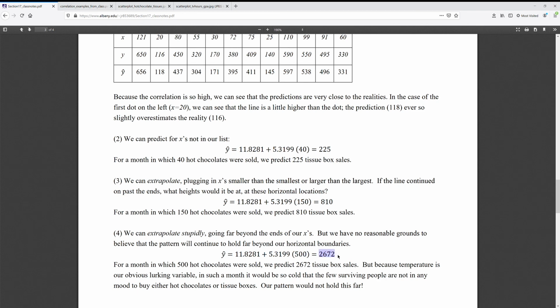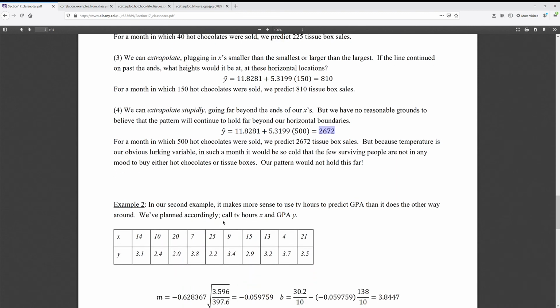However, temperature is the obvious lurking variable here, and if you had a month that was so cold that you were in this kind of scenario, then obviously everybody is dead and you're not selling any hot chocolates or tissue boxes. The trend will not continue that far. So, yes, you can extrapolate wisely, you can extrapolate stupidly, you can extrapolate extra special stupidly. We'll talk about that in our next example. And I think I'll make that a separate video.